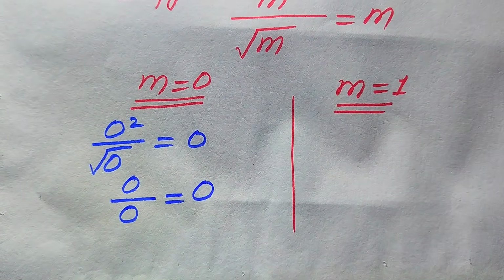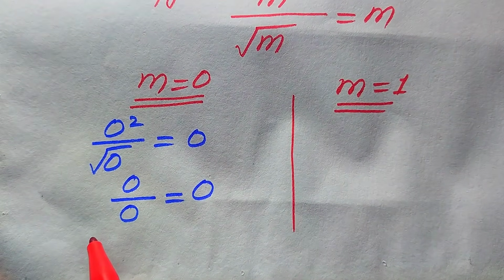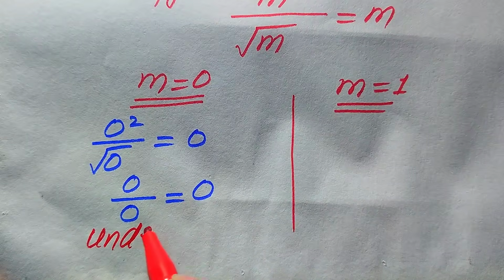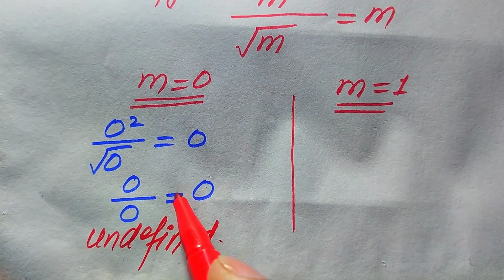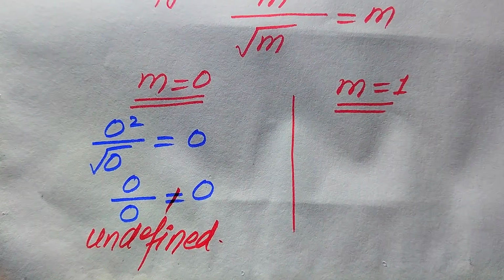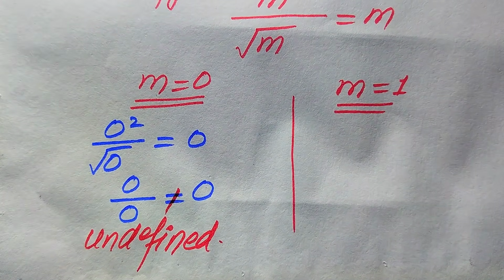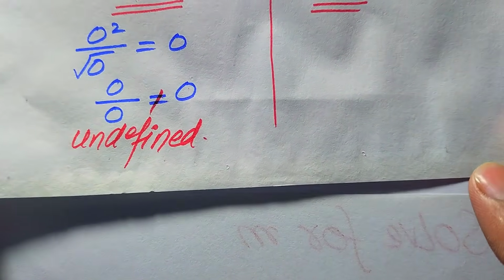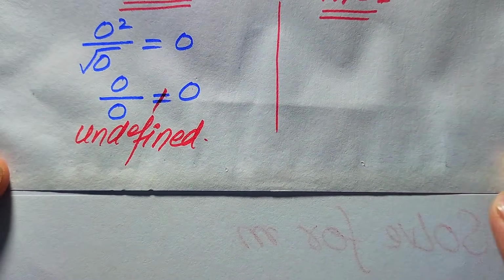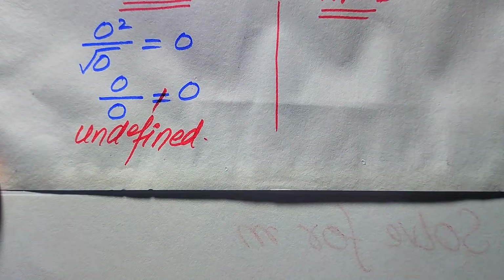So here you see that on the left hand side we have 0 over 0 form, or in other words, we call that an indeterminate form or an undefined form. So if our left hand side is undefined, this means that both of the sides are not equal, and if both of the sides are not equal, this concludes that the value m equals 0 does not satisfy our given question statement.